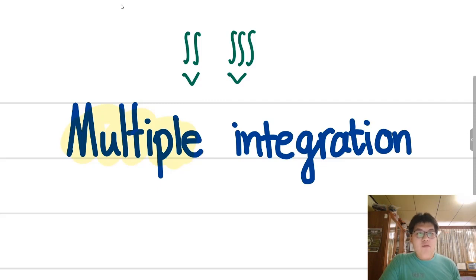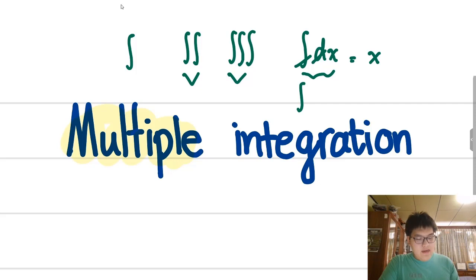What is the main point of multiple integration? In the first integration, we have only one variable, like this. You can see, if you integrate dx, you get x, if you cancel together. But in multiple integration, we will have more variables, just like dx and dy.